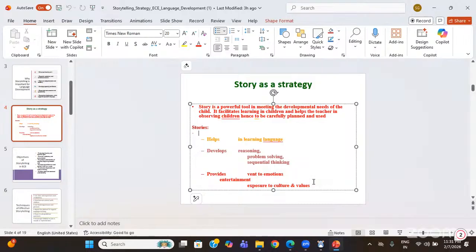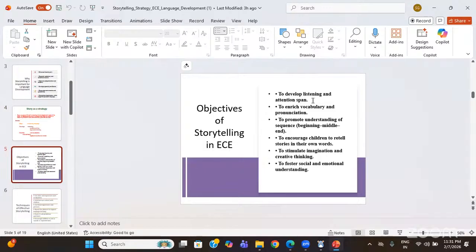So let us now relate these objectives to the techniques of storytelling. One is listening skills that we have already seen. So the first, listening and attention span, and then vocabulary and pronunciation, understanding of the sequence. This is a very, very important skill. Friends, please remember this. Stories develop sequential thinking in children.